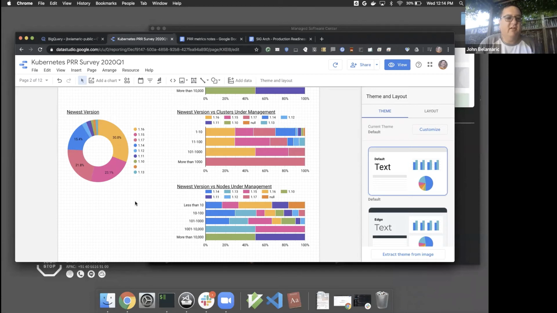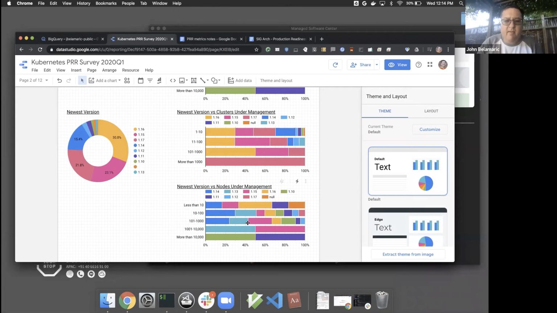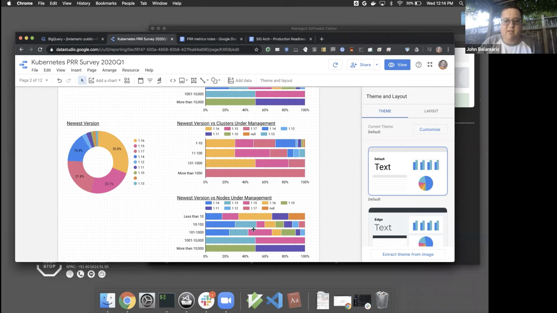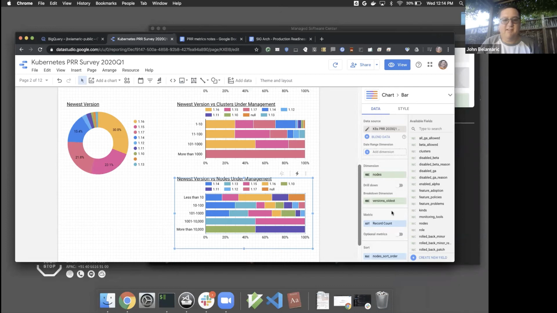Any comments here? Not too surprisingly, given that 1.17 was pretty new when we put this out, the largest group is 1.16. Something doesn't look right with the chart. I am surprised that if you have more than 10,000 nodes under management, anyone would have the newest level at 1.10. I'm wondering if that chart. Yeah, this looks like it's the same as that. This is a bug. Thank you. Your eagle eyes here. I need to proof all these better.